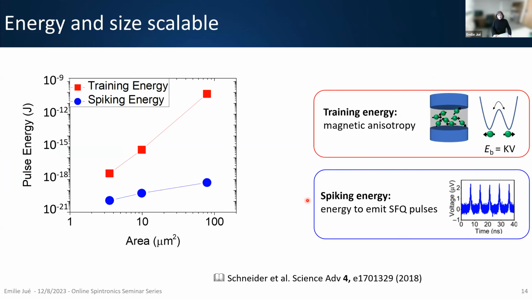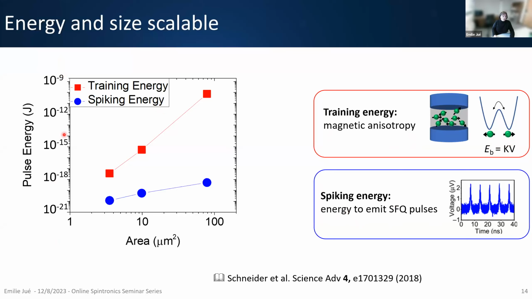Okay, so I told you earlier that hardware for AI at the device level has a potential for low energy computing. So I think that we should look at the energy of this device. So here I'm looking at the training energy, which is the pulse energy that we need to reorient the magnetic clusters. And this pulse energy is directly related to the magnetic anisotropy of the clusters. We're also going to look at the spiking energy, which is the energy that we need to emit a single flux quantum pulse.